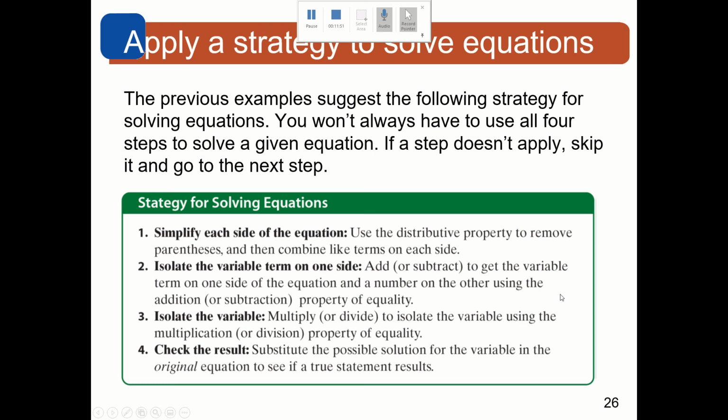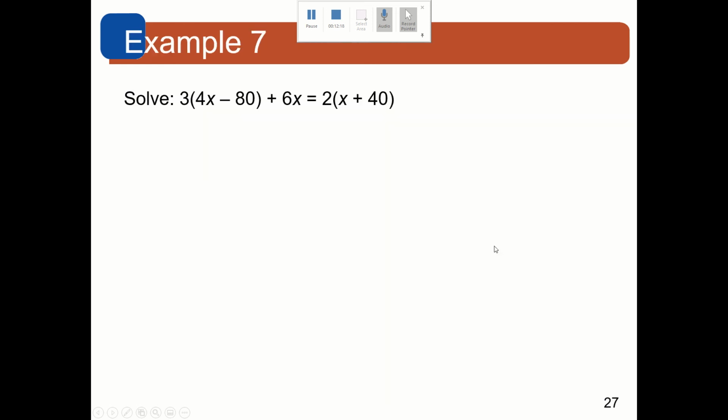So we can use our strategies for solving certain equations. And the strategy that we're going to use every single time for solving equations is this 4-step thing. We're going to start by simplifying each side of the equation, then isolating the variable on one side, which just means getting it by itself, then get the variable by itself, and then check the result. So start by simplifying both sides, then move the variable to the same side, then get the variable all by itself, and check the answer.